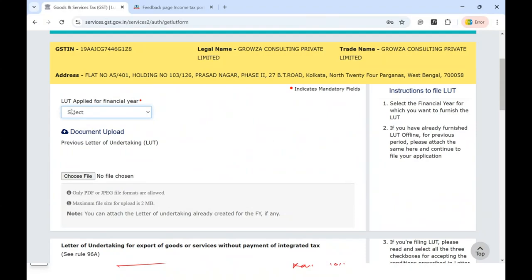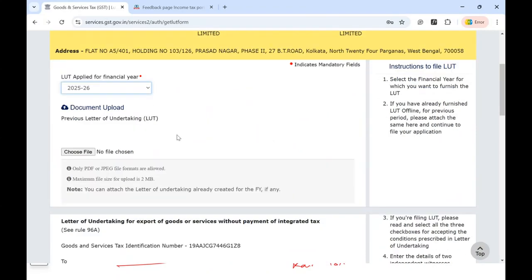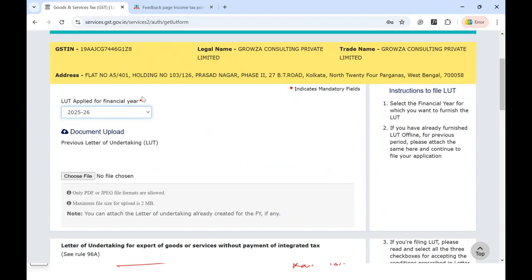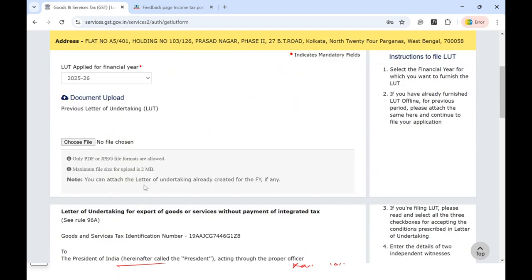How to file? LUT applied for financial year. Say I'm selecting financial year 25-26. If in an earlier year I have applied for LUT, I need to add a copy of that LUT as an attachment. In our case, I have filed an LUT for 2024-25, so I need to add a copy of the PDF version of that LUT as an attachment for this filing. If not, then I don't need to add any attachment.